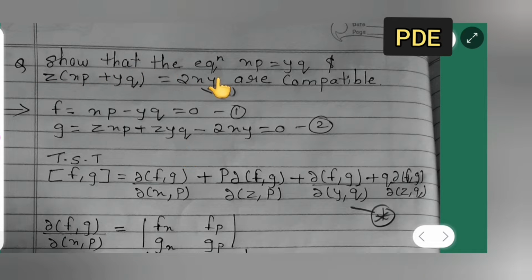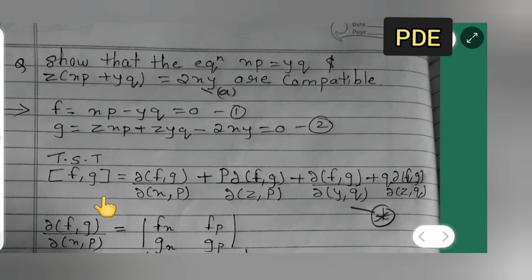Show that the equations xp = yq and z(xp + yq) = 2xy are compatible. Take this particular thing as A, the equations A are compatible. Now when these two are compatible, they should satisfy some condition, right? So the condition is what? [f, g] should be equal to 0.